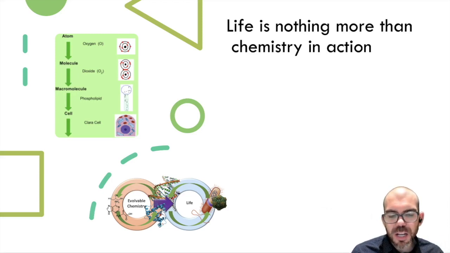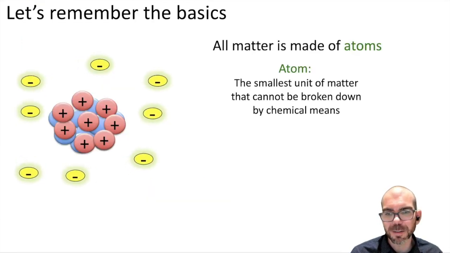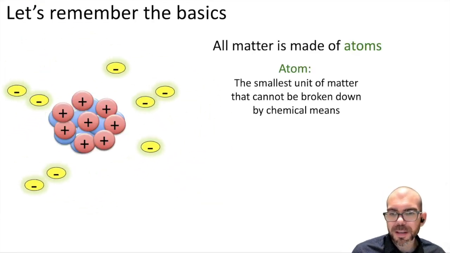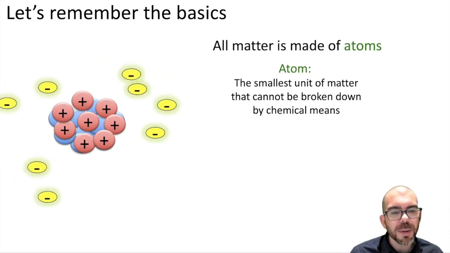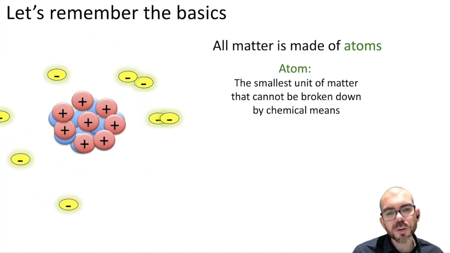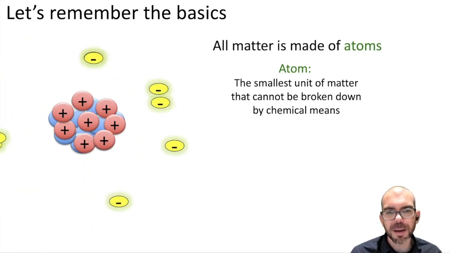So, if we're going to understand the principles of biology, what makes up life, we need to understand the components of matter and the molecular interactions that make up that living system. So let's go back to our basics. What is matter made of? Matter is made up of atoms. An atom is the smallest unit of matter that cannot be broken down by chemical means.